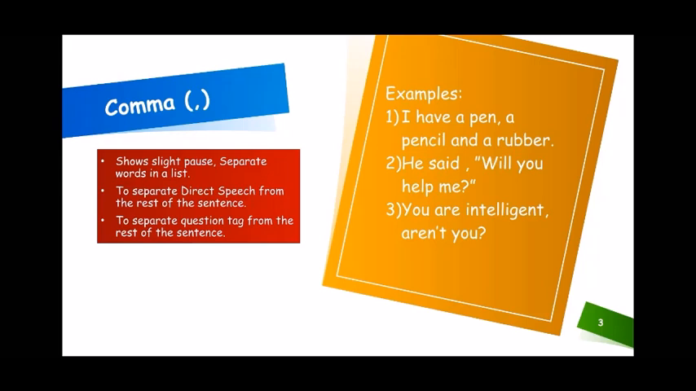Comma is used to separate a question tag from the rest of the sentence. Example number 3. You are intelligent, aren't you? So aren't you is the question tag and before that we have put a comma.